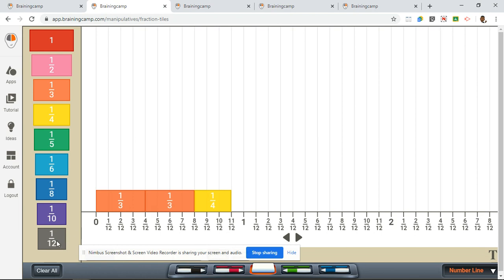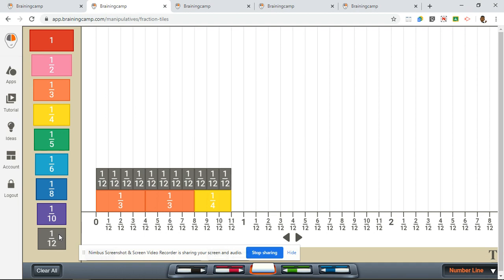Another great way of checking this out is, if I were to make a 12th here, I should have an equal amount of twelfths that would match up to these 3 different fraction tiles. So let's see. Right now I have 1, so 2, 3, 4, 5, 6, 7, 8, 9, 10, 11. So I have 11 twelfths. So now I know visually I've done it correctly, because 11 twelfths is equal to 2/3 and 1/4.